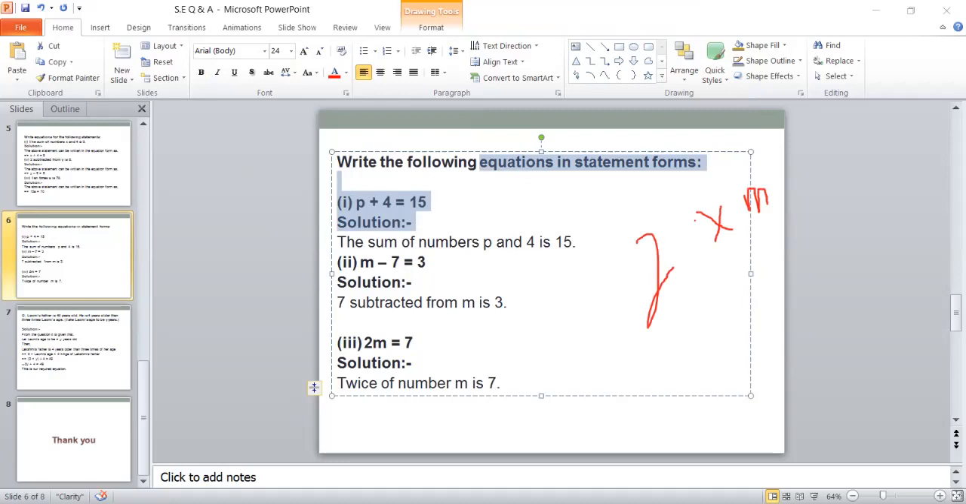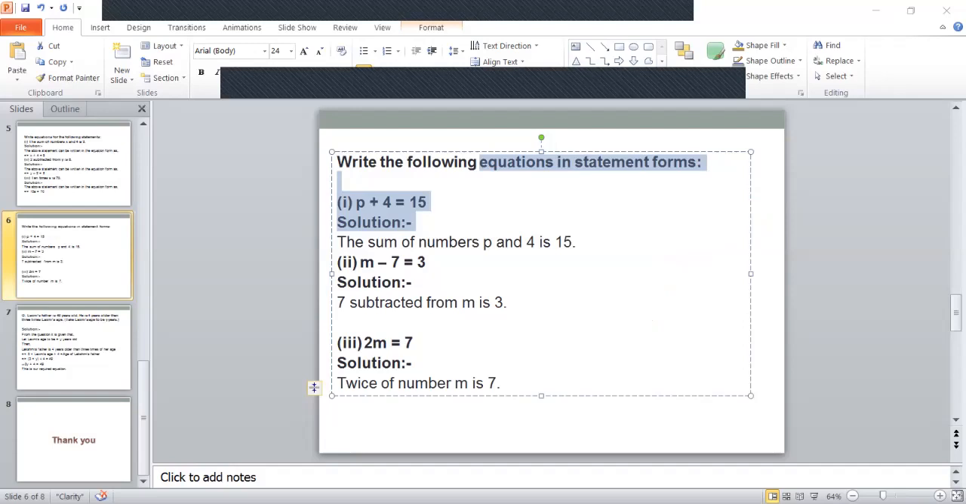How can we make the sentence from it? 2 into m means 2 times of m, or you can say twice of the number. If we multiply any number with 2, we can say this is twice of that number. If we multiply with 3, we can say this is thrice of the number. So you can write 2 times of m is equal to 7. Otherwise, we can write twice of number m is 7. Both are the same. You can write anything.